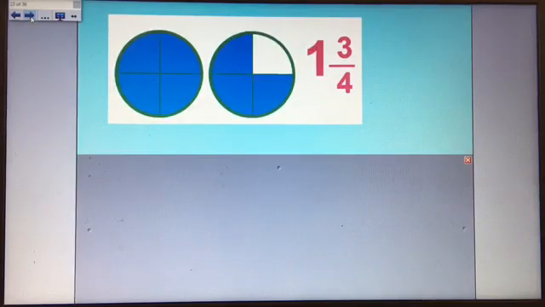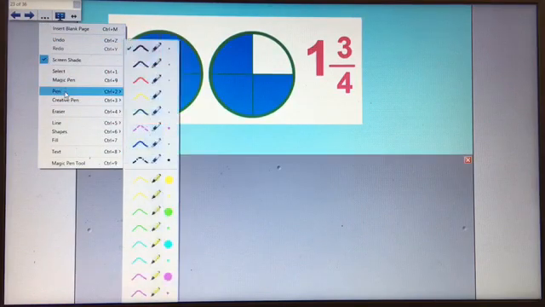Okay, so before we get on to converting between improper fractions and mixed numbers, I just want to do a recap on what an improper fraction or a mixed number is. We know that a fraction is part of something, so it's less than one whole. But when we have more than one whole, we have what we call an improper fraction, where the numerator, the number at the top, is bigger than the denominator at the bottom, or a whole number with a fraction, which is a mixed number. So you can see here we've got 1 3/4, which is a mixed number, because there's 1 whole and 3/4.